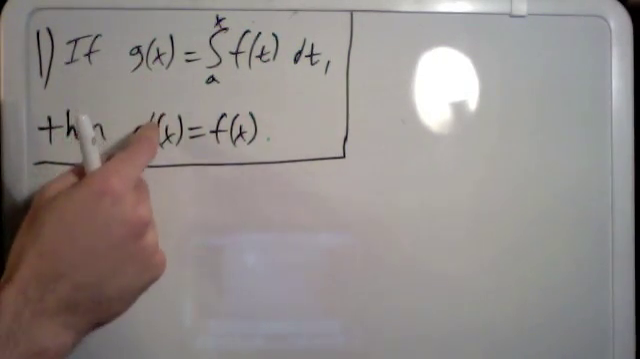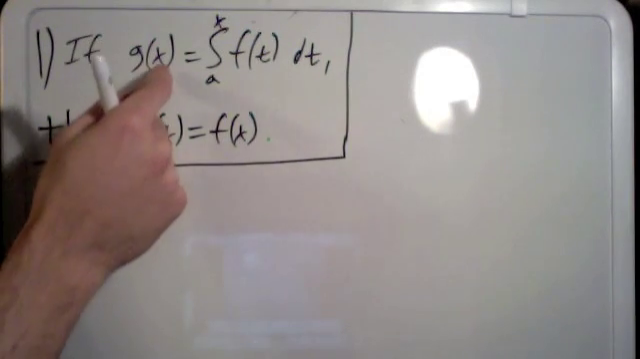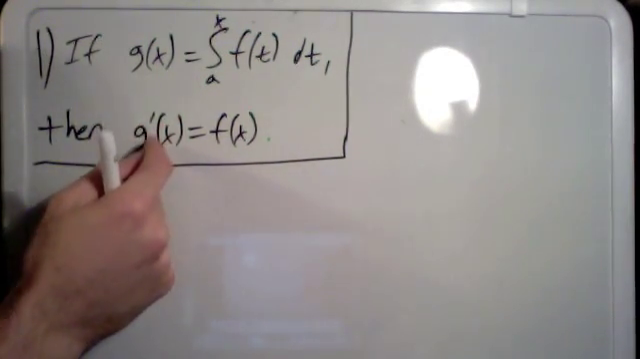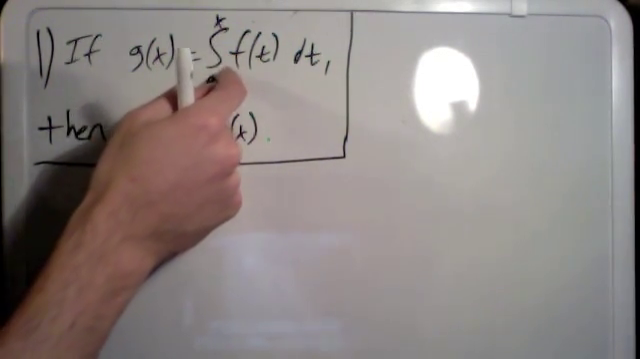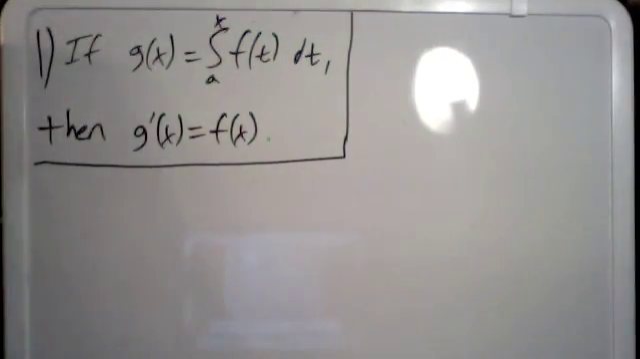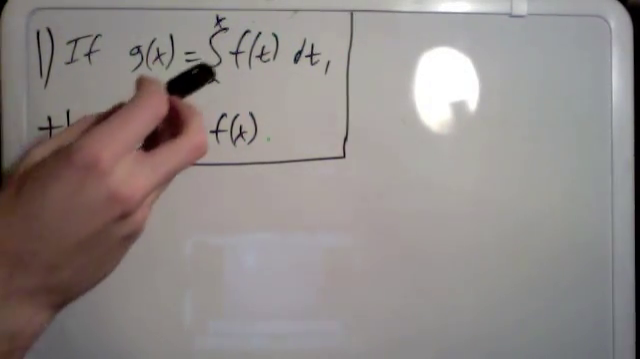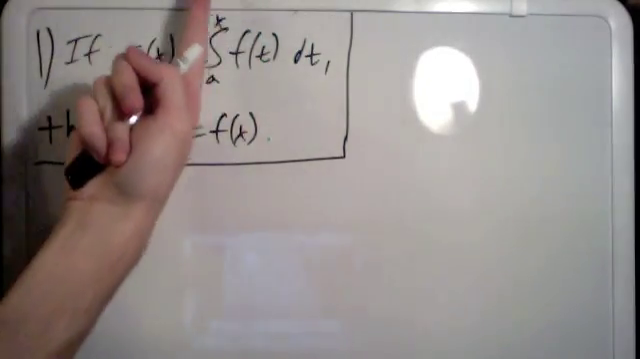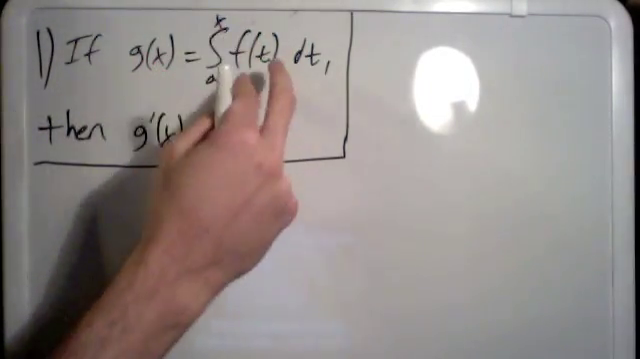If you just imagine taking the derivative of each side, so you take the derivative of this side, g of x, you get the derivative of g of x, g prime of x. Over here, if you take the derivative of the integral of f of t, remember we said that derivatives and integrals are inverse operations. They cancel each other out. They undo each other.